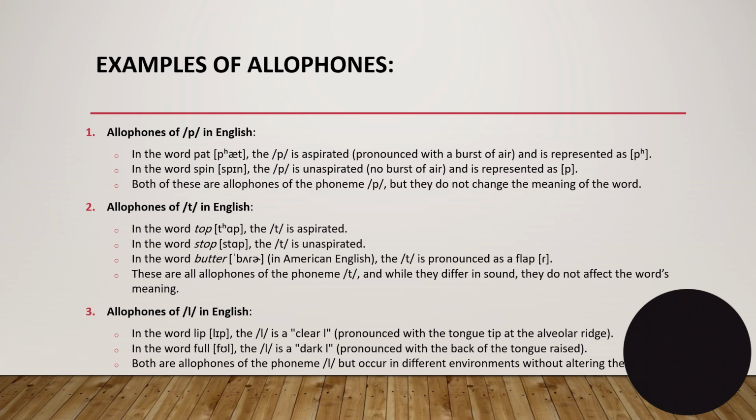Third, we have allophones of L in English. In the word lip, the L is a clear L, pronounced with the tongue tip at the alveolar ridge. In the word full, the L is a dark L, pronounced with the back of the tongue raised. Both are allophones of the phoneme L, but occur in different environments without altering the meaning.